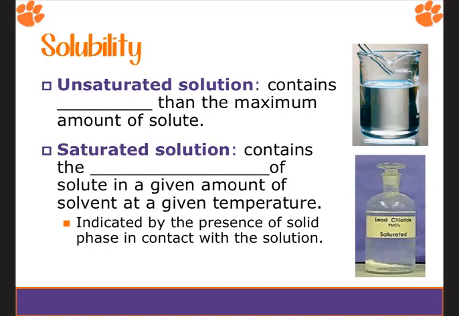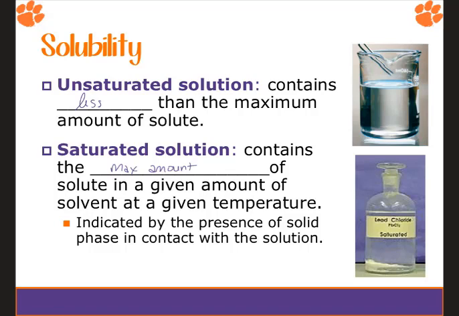So we have two different types of solutions. One is an unsaturated solution, which contains less than the maximum amount of solute that is able to dissolve. So say, for example, you have a cup of water and you add in a teaspoon of salt, you know you can dissolve more salt in there. So that would be classified as an unsaturated solution. The other is called a saturated solution, which contains the maximum amount of a solute in a given amount of solvent at a given particular temperature.